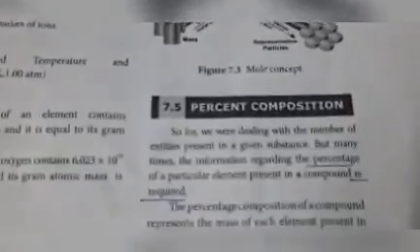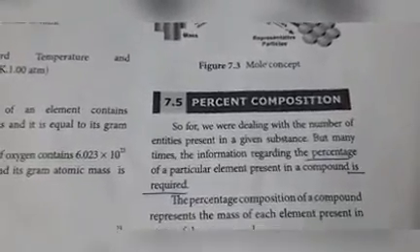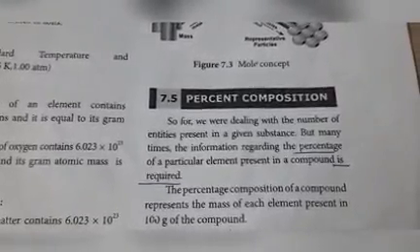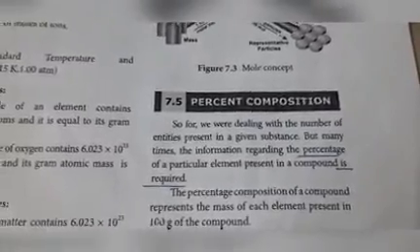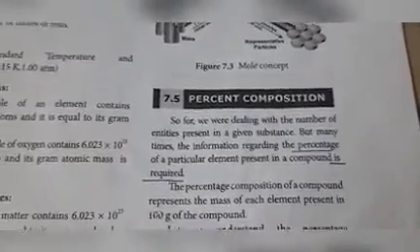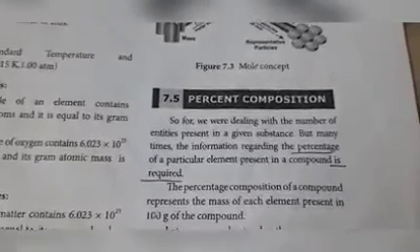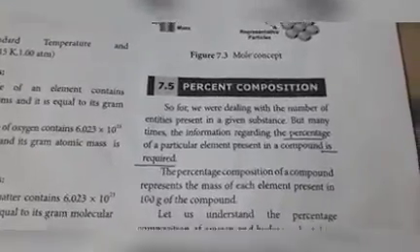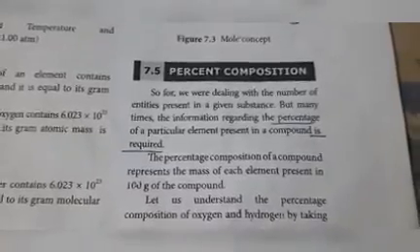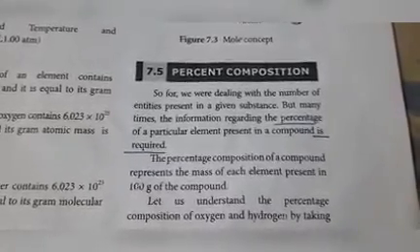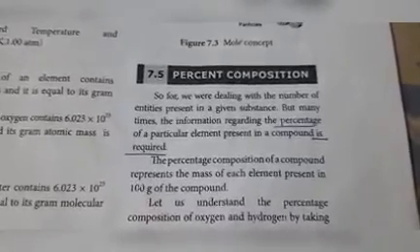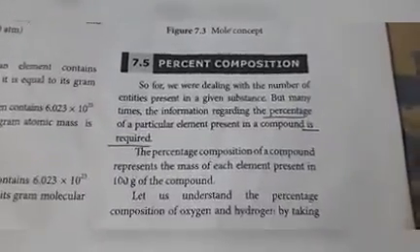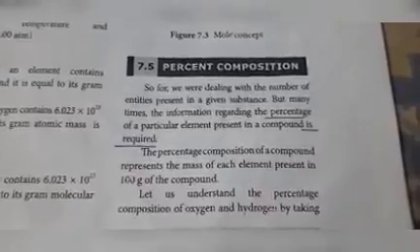So we were dealing with number of entities, but many times the information regarding the percentage of a particular element present in a compound is required. The percentage composition of the compound represents the mass of each element present in 100 gram. Already you know percentage means for 100. So percentage means mass of element present in 100 grams of compound.